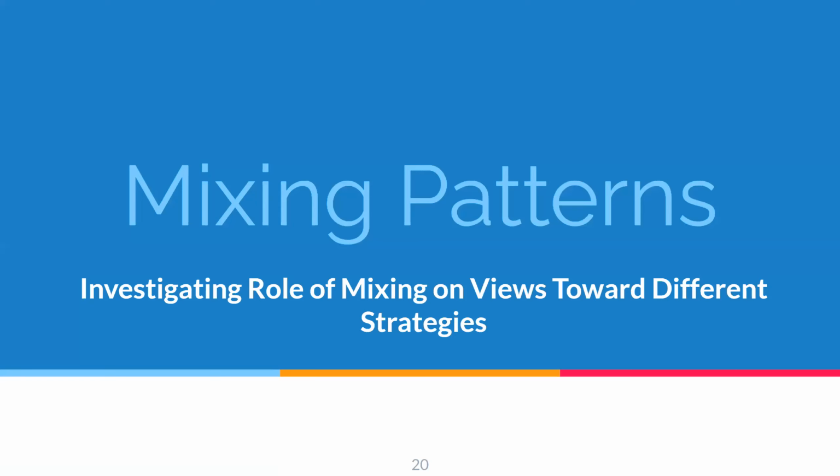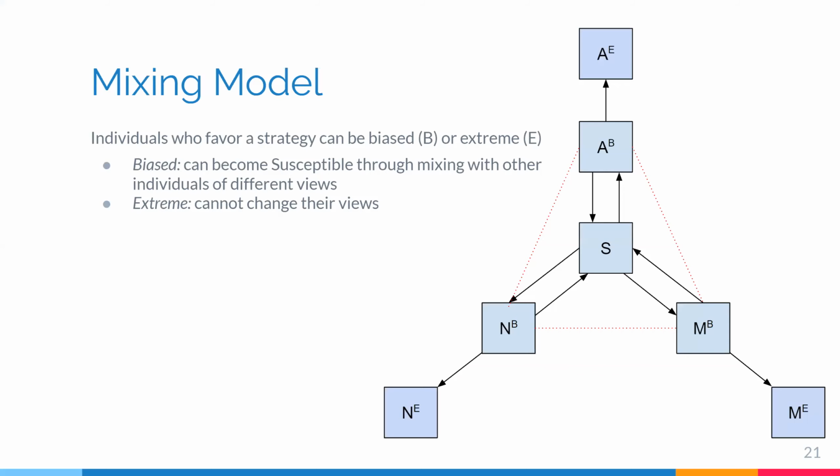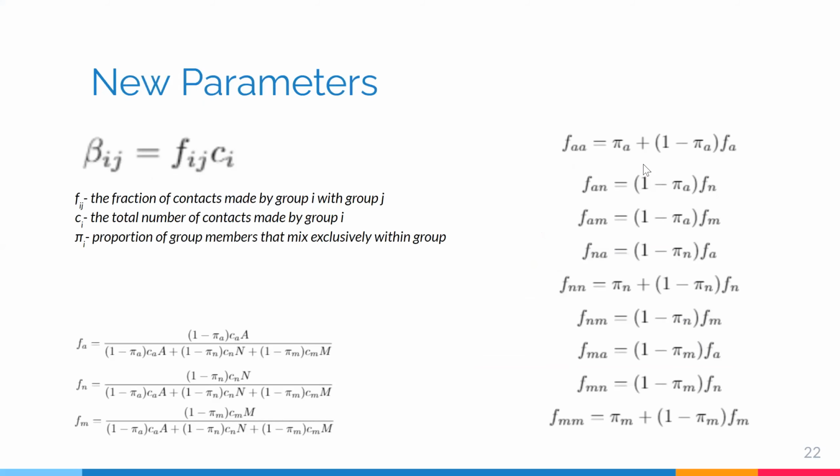Our final extension is a new approach that incorporates mixing patterns between individuals of different viewpoints. We expand on our model and treat individuals who favor each resolution as 3 different groups. These individuals can either be biased, indicating they are capable of becoming open-minded by interacting with other groups, or extreme, meaning they have settled on a view and are unable to be convinced otherwise. Thus, we redefine beta to be the product of the fraction of contacts made by group i with group j, F sub ij, and a total number of contacts made by a group, C sub i.